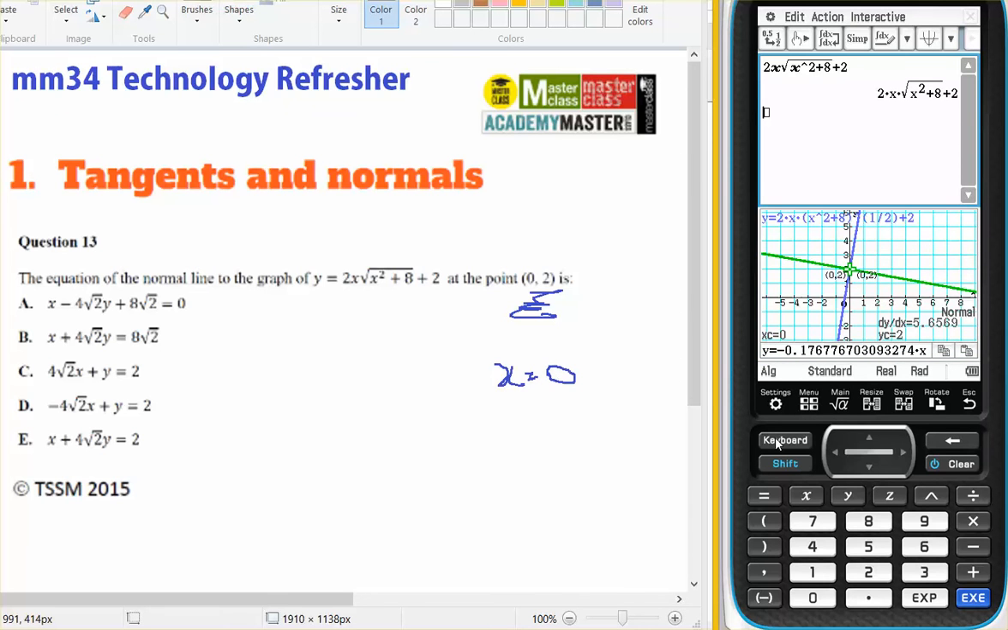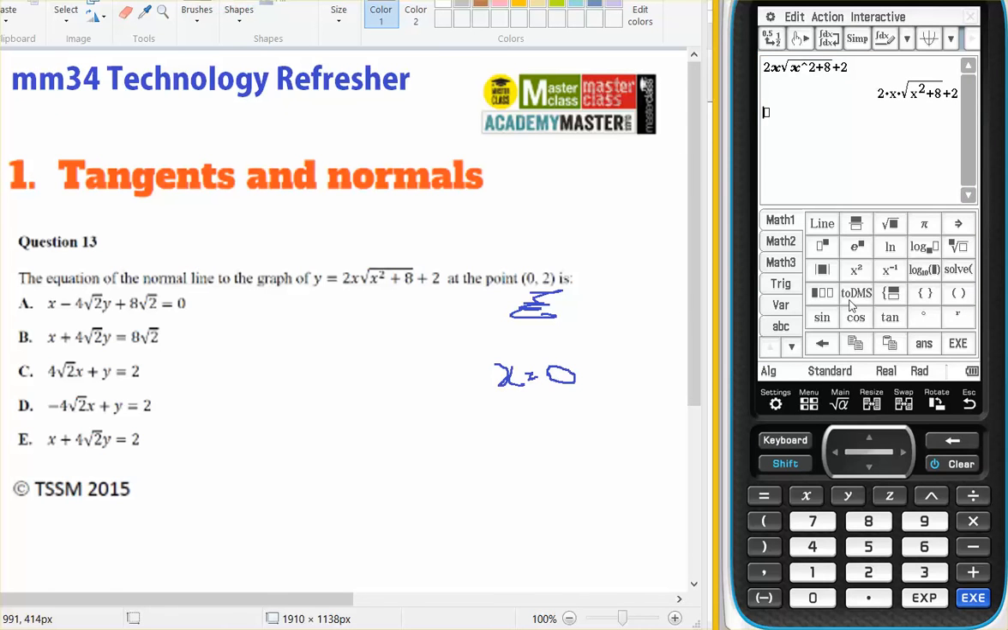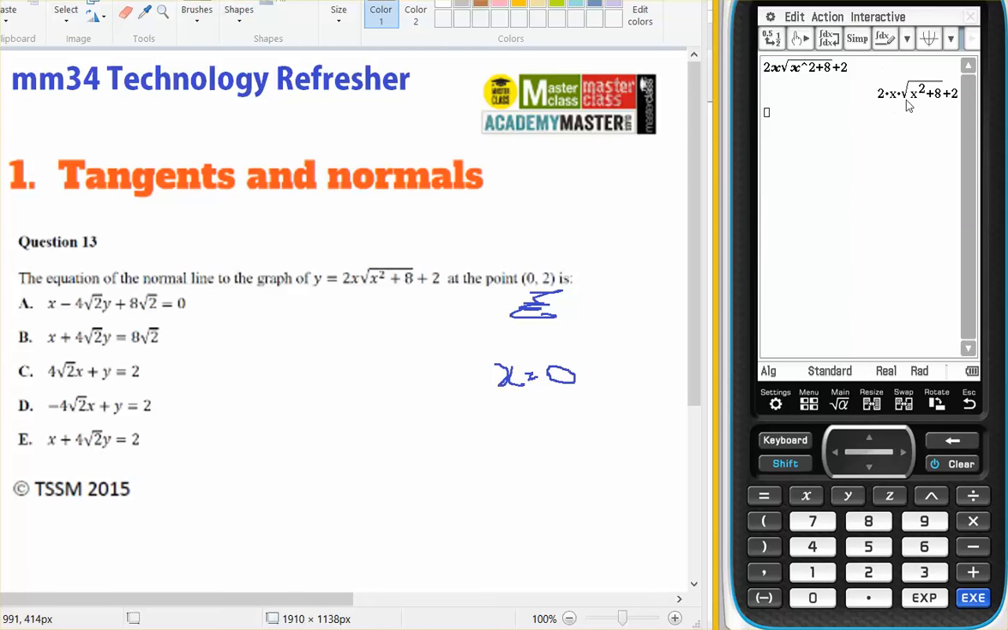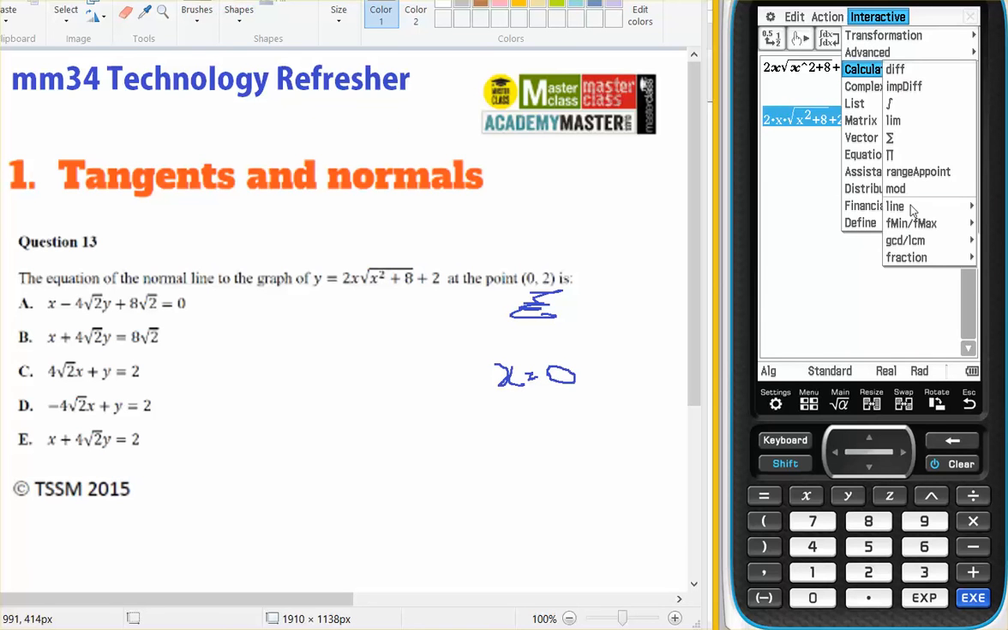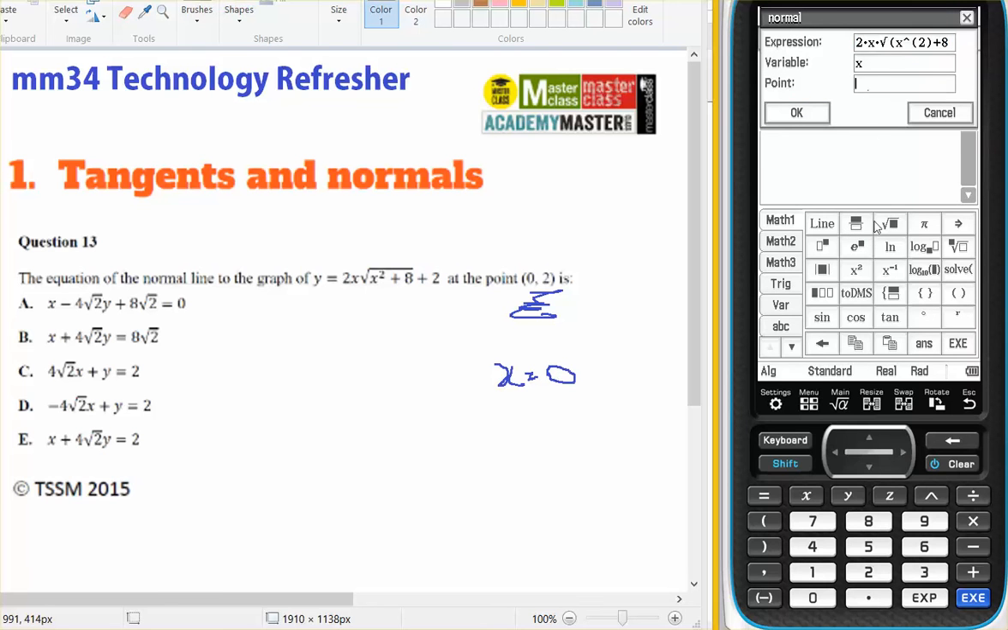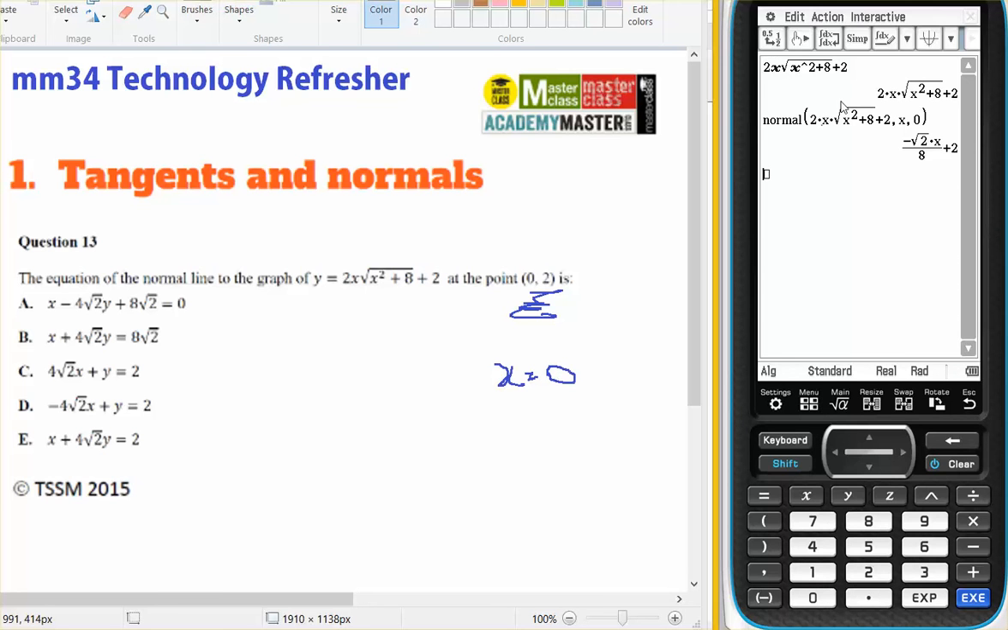So I'll give myself a keyboard. Now I might give myself resize and make it full screen, so get rid of the keyboard, resize. I'm going to take this and put it into a new line, select it, and go Interactive, Calculation, Line. I want a normal, and I want that normal at x equals 0. Okay, and that gives me this expression, which is y equals.